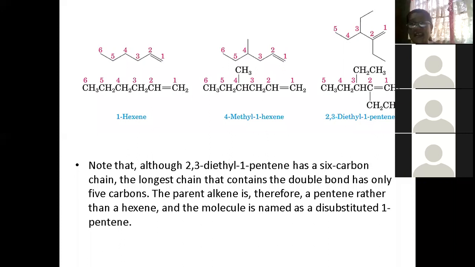You will be using the prefix: di, tri, tetra. Di for two, tri for three, tetra for four. You will rarely go beyond tetra. Therefore, 2,3-diethyl-1-pentene, because this has 5 carbons, it's pentene. So that is how you are going to write and name a double bond, an alkene. So be sure to practice. Practice is the key. Okay? So let's move on.